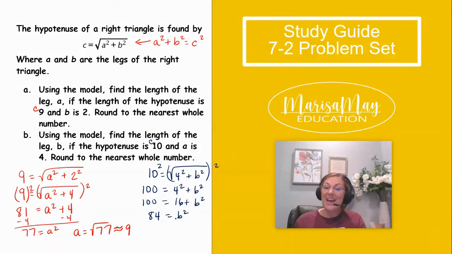B squared, and now you can take the square root again. You're going to get 9 point something something, and you're going to round that to about 9 with the nearest whole number.